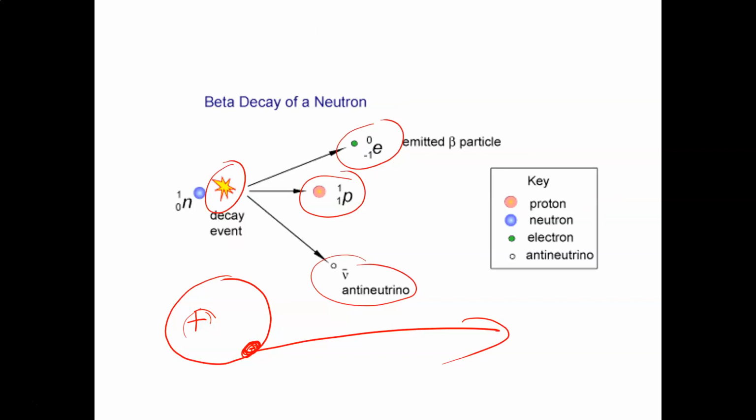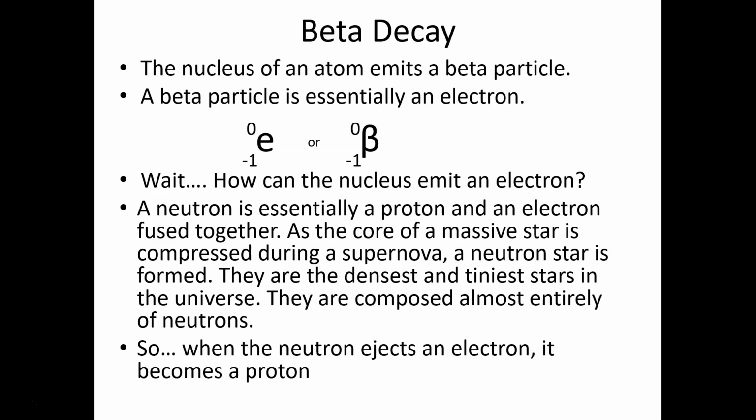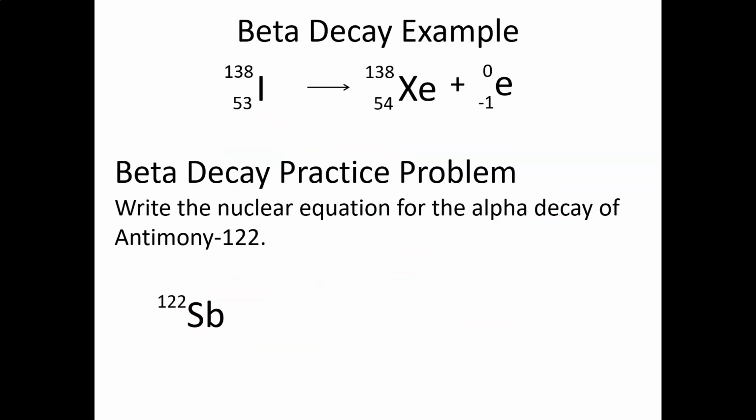So we indicate a beta particle two different ways, either this, which is the e⁻ for electron, or the beta symbol. Either one will work when we're looking at this here. So here's an example for beta decay. We have an iodine. It tells us it goes through beta decay. Now you'll notice down here that the electron is denoted with a -1, that beta particle.